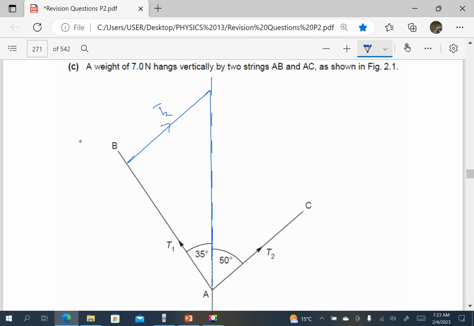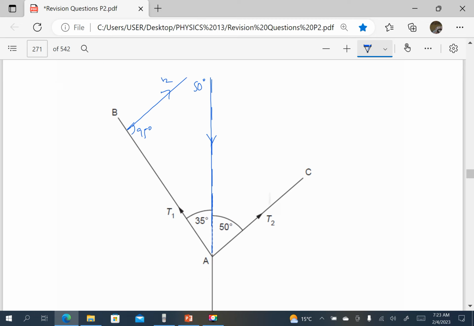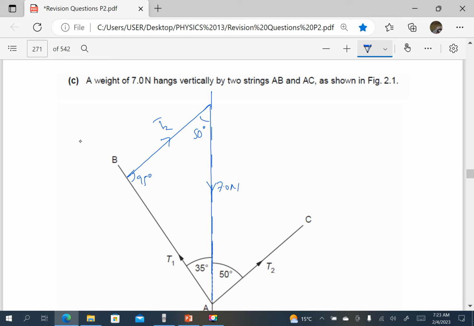Or you could transfer T1 to the other end of C. So this is the vector triangle. And we can find these angles. This is 50 degrees. Of course, if this is 50, this is going to be 95 degrees. So this is the weight downwards, which is actually 7 newtons. So I think we are going to use this vector triangle to find the magnitude of T1 and T2.